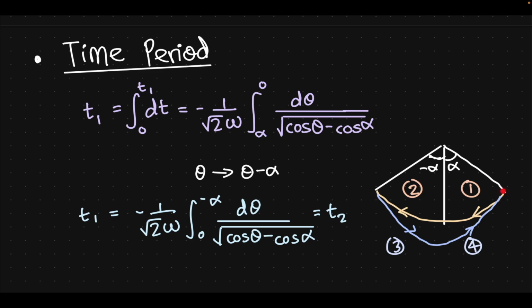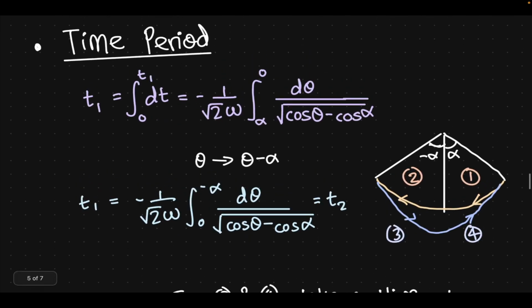So the first part is the integral from alpha to 0, which I'm going to call t1, the time taken from alpha to 0. Then the time taken from 0 to negative alpha, apologies, I'll call t2. That's just half the period because it has to come back. So minus alpha to 0, that's t3. And then 0 to positive alpha, that's t4. So on 1 and 2, we have the negative branch because we're going towards decreasing theta. And on 3 and 4, we have the positive branch.